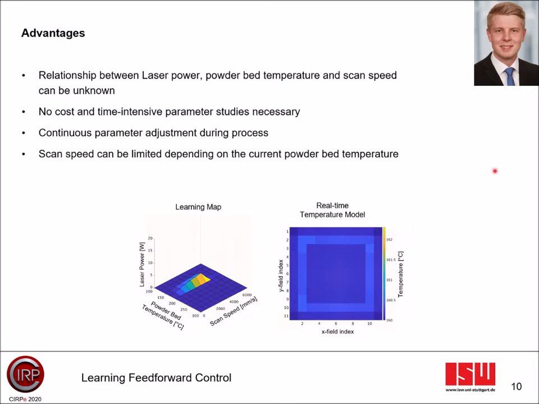The learning approach has the advantage that no initial relationship and consequently no time and cost-intensive parameter studies are necessary. By iteratively adjusting the functional relationship between laser power, scan speed and powder bed temperature during the process, the optimal map is learned over time. By the use of a second parameter, here the powder bed temperature, besides the scan speed, we expect to determine a more suitable laser power trajectory compared to approaches trying to achieve a constant energy density.